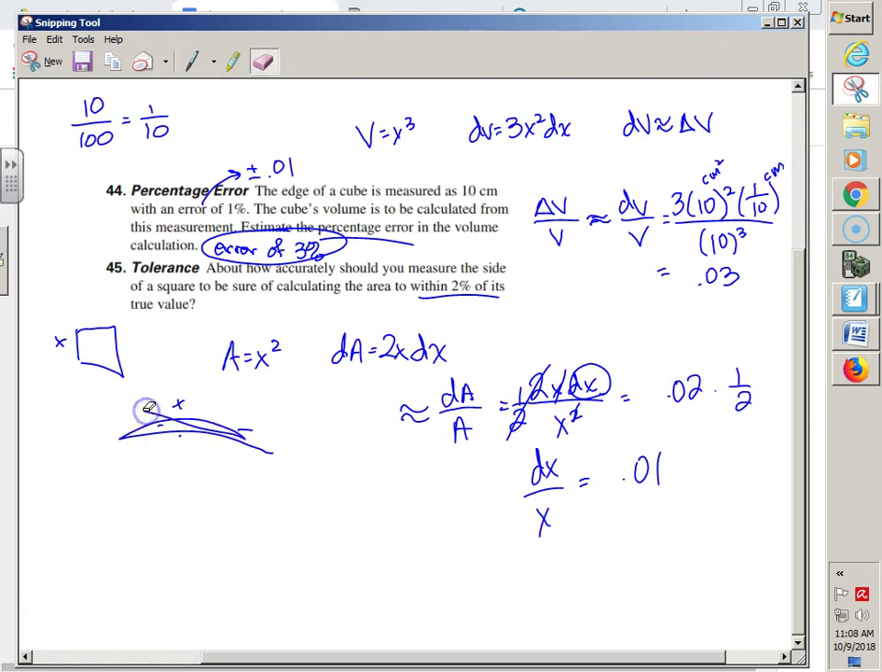We're not looking for measurement error. They didn't tell me how accurate your tools need to be. So I got stuck on plus or minus centimeters. They didn't care about that. What they were looking for was the percentage error, which is percentage error of area, dA over A, percentage error of side, dx over x. So yeah.